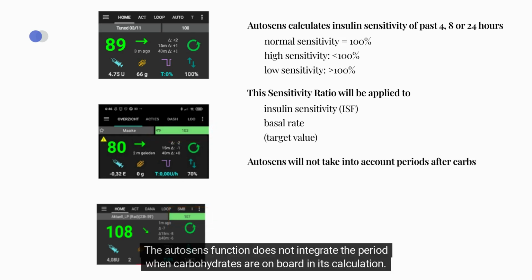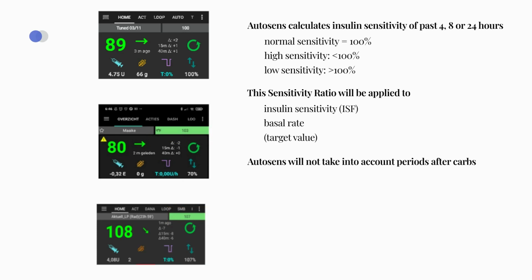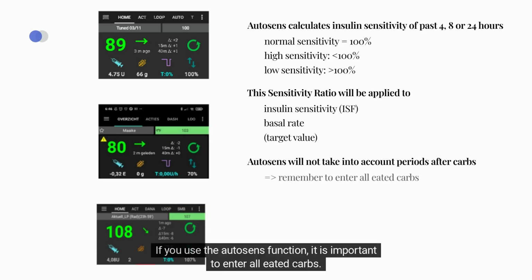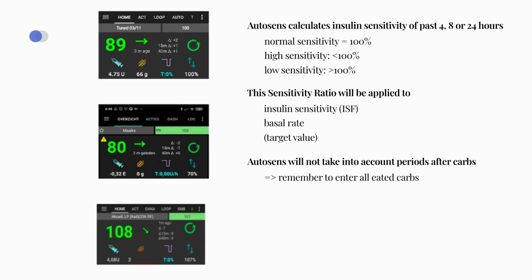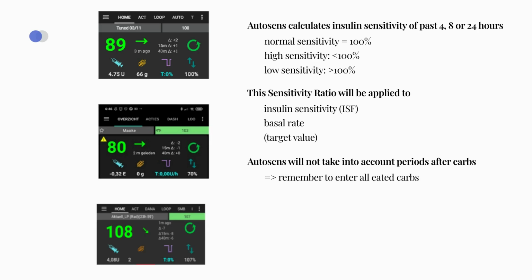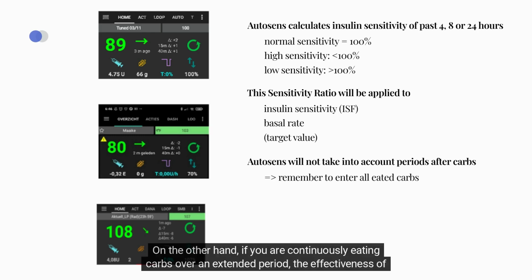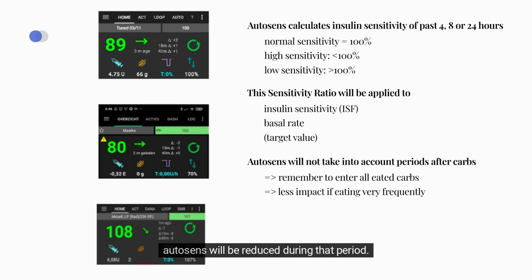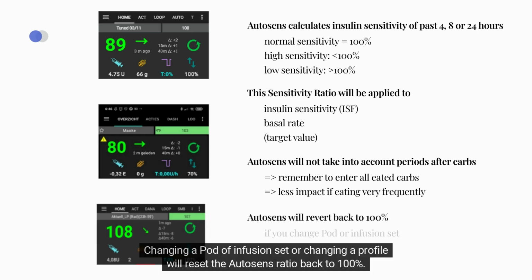The autosense function does not integrate the period when carbohydrates are on board in its calculation. If you use the autosense function, it is important to enter all eaten carbs. Otherwise, carb deviations will be identified wrongly as a sensitivity change. On the other hand, if you are continuously eating carbs over an extended period, the effectiveness of autosense will be reduced during that period. Changing a pod or infusion set, or changing a profile, will reset the autosense ratio back to 100%.